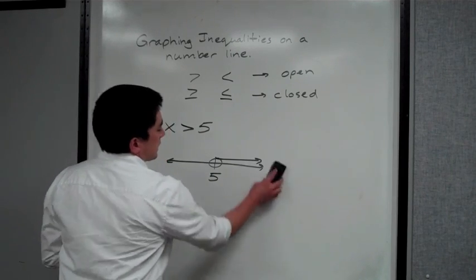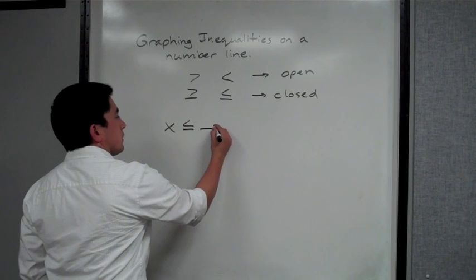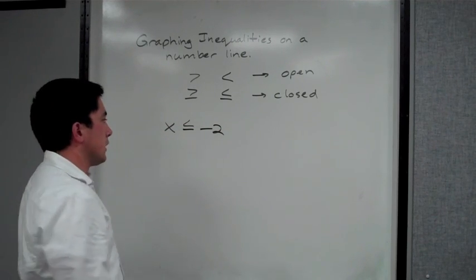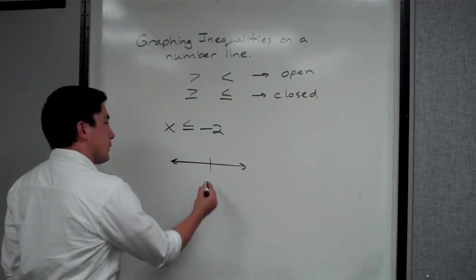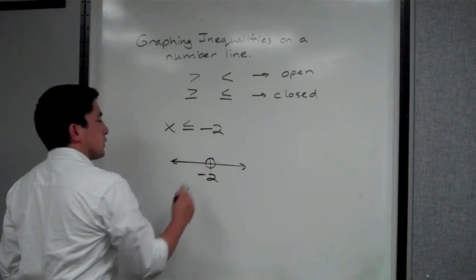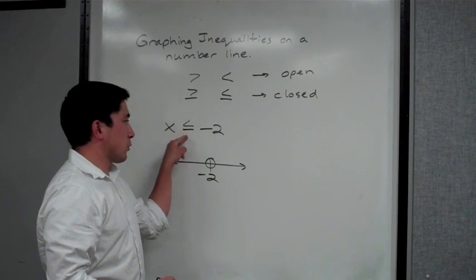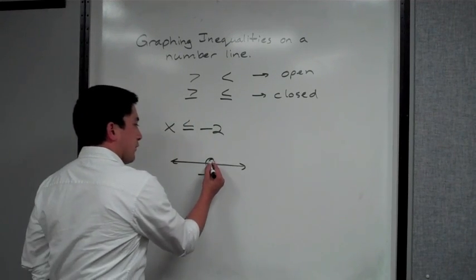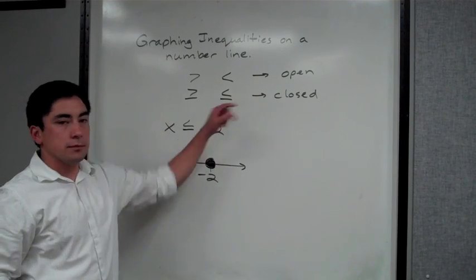Now if I were to give you x is less than or equal to -2, again, you make your line, have your line in the middle for -2, draw a circle. But since it says or equal to, x is less than or equal to, we're going to fill that in. So we actually fill that in, closed circle.